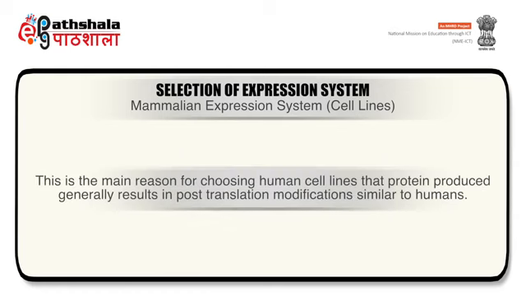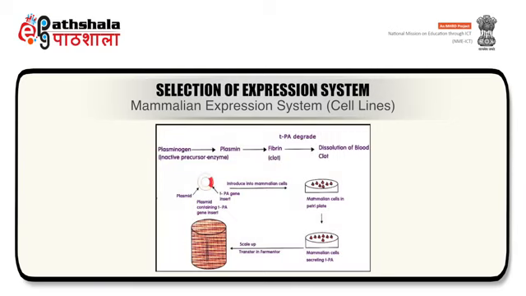And this is the main reason for choosing human cell lines. Therefore, the protein produced generally results in post-translational modifications similar to humans. And the same can be explained in this diagram where the production of tissue plasminogen activator is shown by using mammalian cell lines.